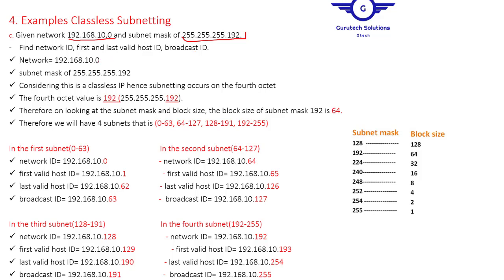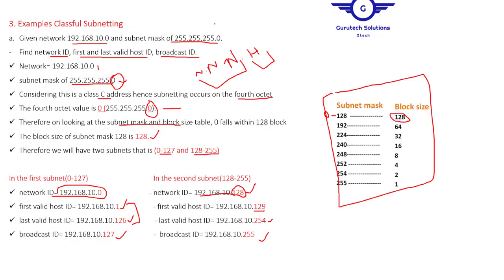We use an IP and a subnet. And the most important part here, the thing that gives us the guidance, is the subnet mask. We check on the subnet mask. How do I say this is a classless IP address subnetting? I mean, you check on the subnet mask.